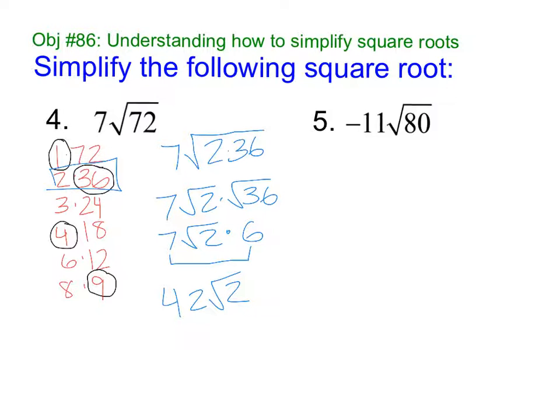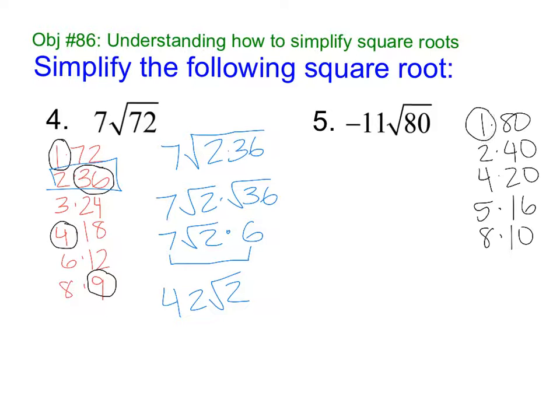All right. So 80. 1 times 80. 2 times 40. 3 doesn't work. 4 times 20. 5 times 16. 7 doesn't work. 8 times 10, 9 doesn't work, and 10 we already have. So again, our 1, I honestly don't even usually circle the 1 because it's silliness. 4 and 16, so negative 11, and we're making this 5 times 16.